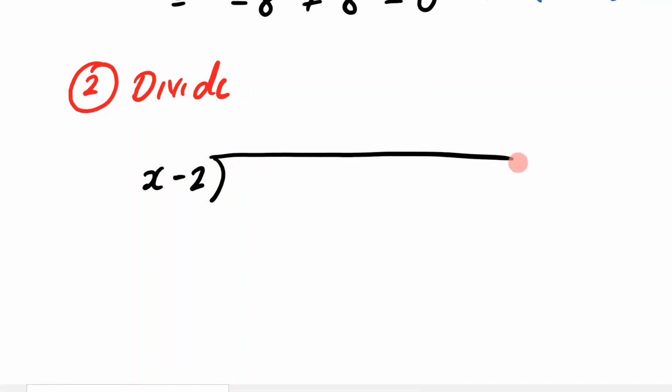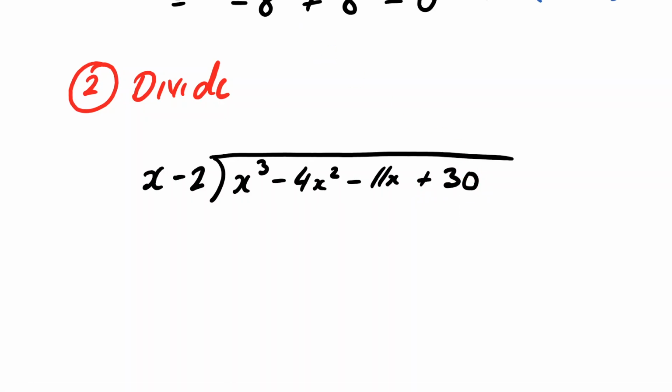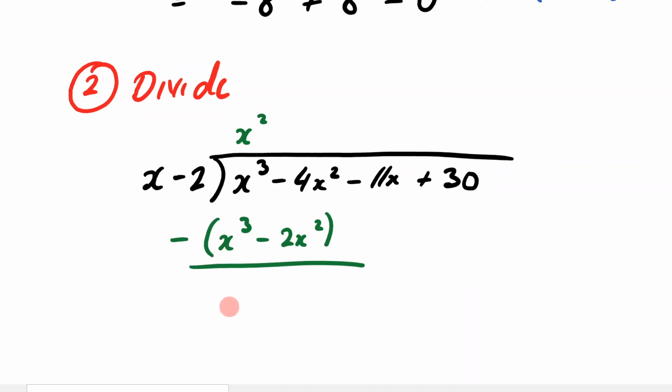So let me just write this out nicely. This is going to be x cubed minus 4x squared minus 11x plus 30. All right. X times what is x cubed? X squared. X squared times x is x cubed. X squared times negative 2 is negative 2x squared. Bracket, minus, this always goes away. Negative 4x squared plus 2x squared, because a negative and a negative is a plus. So it's going to give me negative 2x squared here.